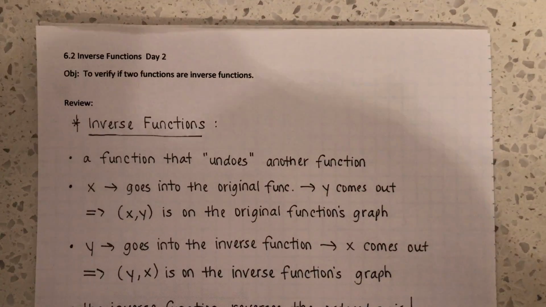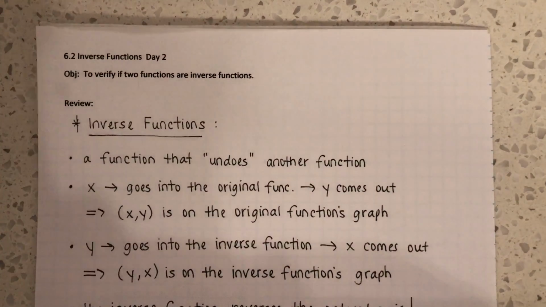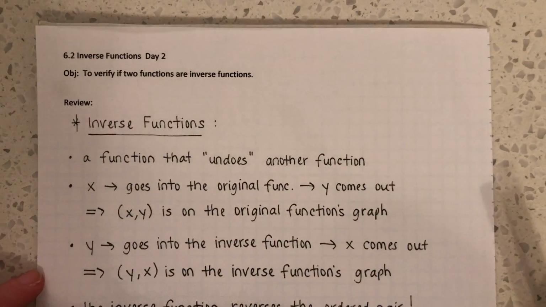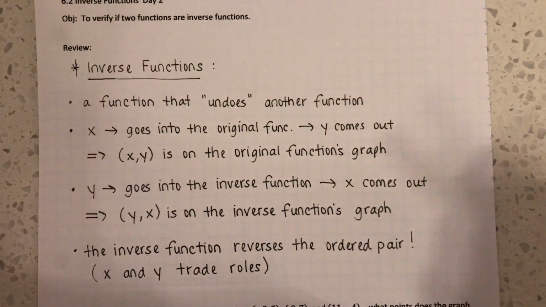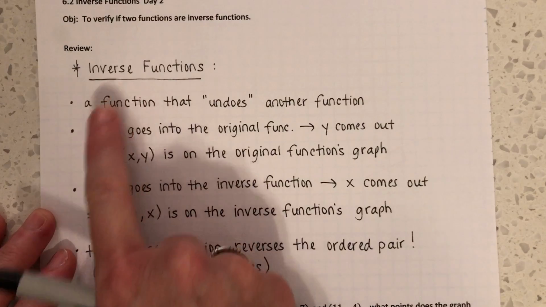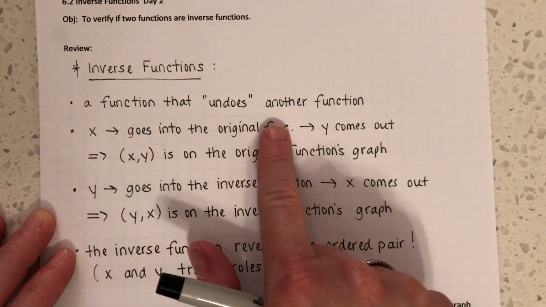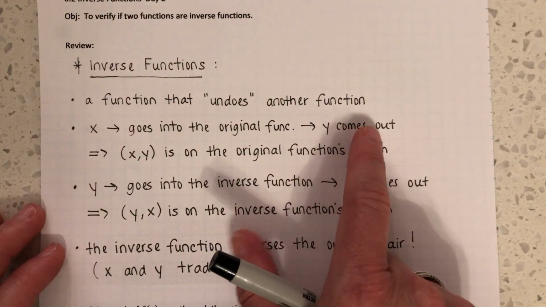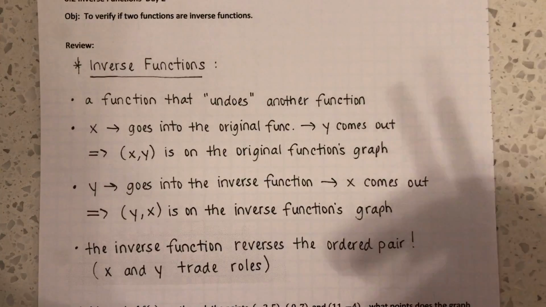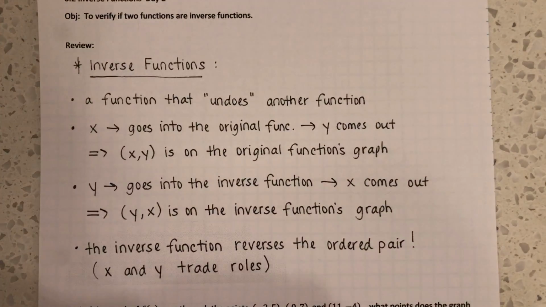All right, so yesterday we learned all about inverse functions, right? So let's just review what we saw. An inverse function is a function that undoes another function. It has to undo all of the operations that another function was doing, okay?